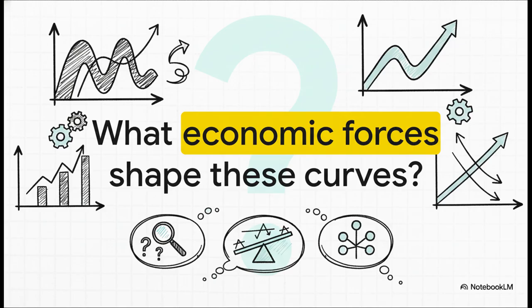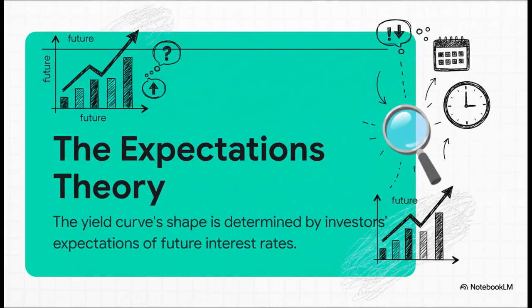So what's making these curves dance around like this? What forces are pushing and pulling them, making them slope up or down? Well, economists have basically come up with 3 main theories to explain what's going on. It's like 3 different angles for our investigation. First up, we've got the expectations theory, and honestly, it's the most intuitive one. It pretty much says what it sounds like. The shape of the yield curve is all about what investors think is going to happen with interest rates down the road. If the market as a whole expects rates to rise, the curve will slope up. If everyone thinks rates are going to fall, it'll slope down. It's really all about collective prediction.